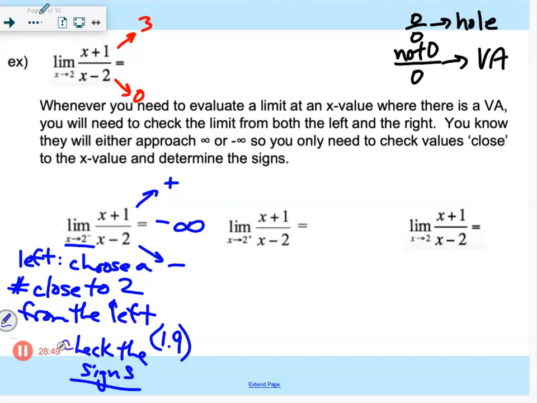Very good question. So now we've got to do it from the right. Right here you had to go from the left. So now we're going to go from the right, so we're going to choose 2.1.